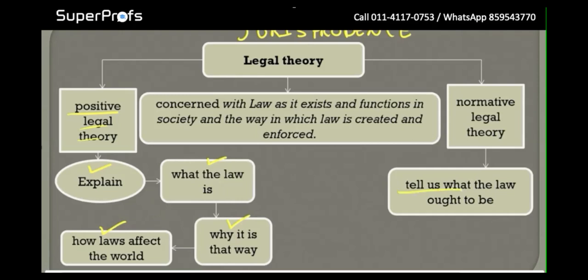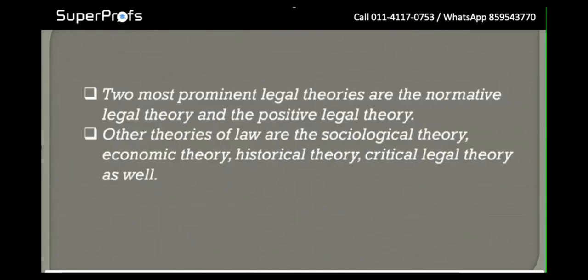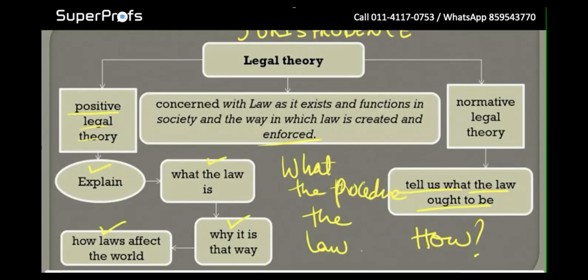Normative legal theory tells us what the law ought to be, how it should be. Now, concerned with law as it exists and functions in society, the way in which the law is created and enforced: how and what is the procedure to make the law? That is what we understand in our legal theory. As already told, positive and normative legal theory. Positive explains what the law is, and normative tells us what the law ought to be.